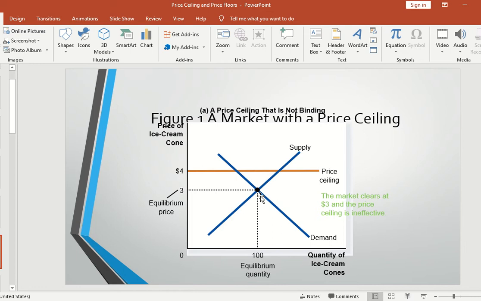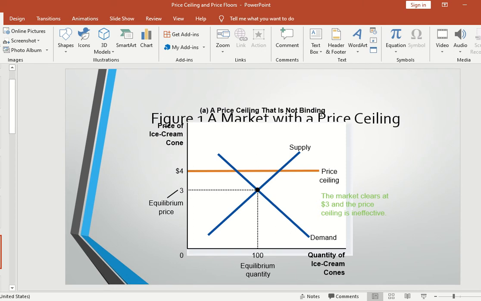That means nobody can sell an ice cream cone above the price ceiling. Let's say the policymakers set the price ceiling at $4. As you can see, this is doing nothing, and this doesn't make sense either. The reason that we have a price ceiling is because we think that the price is too high. So what's the point of setting a price that is even higher than the ongoing market price? This kind of price ceiling is what we call not binding.